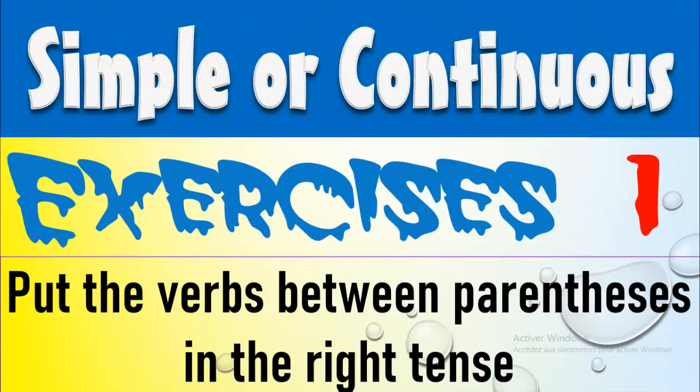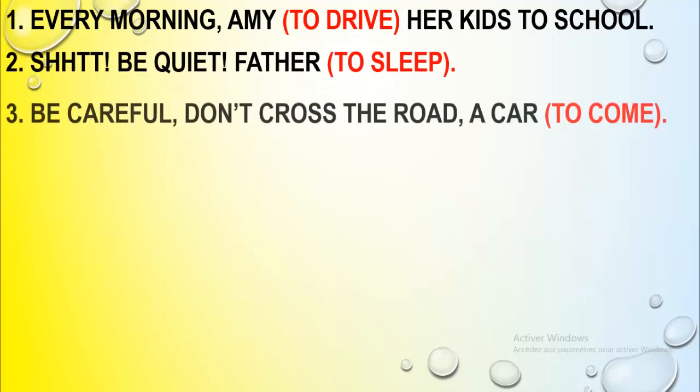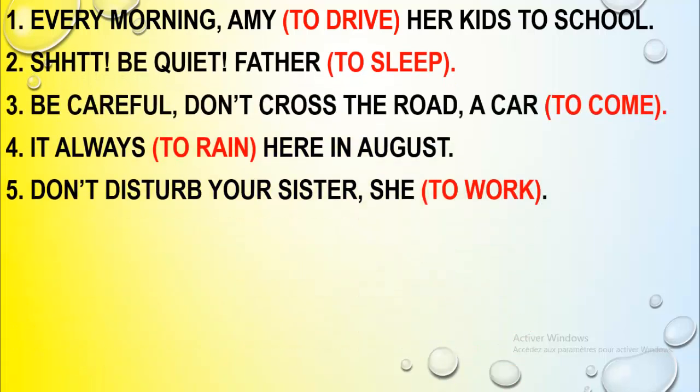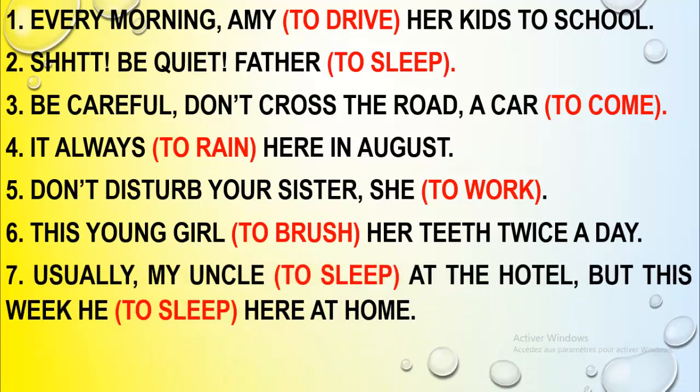Simple continuous exercise. Put the verbs between parentheses in the right tense. Donc, à la maison, prenez ces verbes-là, ces phrases-là, mettez-les soit au présent simple, soit au present continuous. Tout dépend du sens de la phrase. Okay? Every morning, Amy to drive her kids. Shh, be quiet, my father to sleep. Be careful, don't cross the road, a car to come. It always to rain here in August. Don't disturb your sister, she to work. This young girl to brush her teeth twice a day. Usually my uncle to sleep at the hotel, but this week he to sleep here at home.